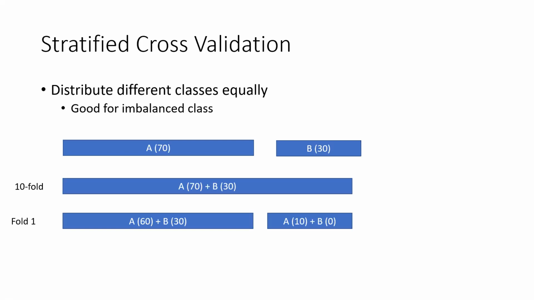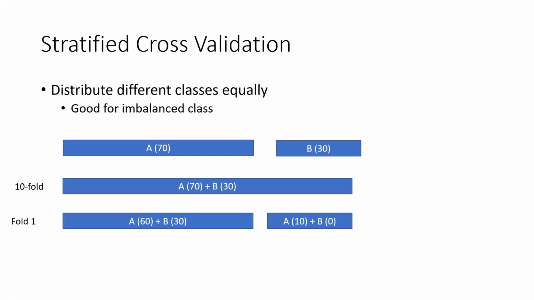So I'm giving you a worst case scenario example. In the worst case, it may happen that the train set that you create has 60 samples from class A and 30 samples from class B, which is 90, and your train set should have 90, right? And in your test set, you have 10 samples from A and 0 samples from B. This can happen because if you're doing it randomly, then this can happen. This is a bad choice.